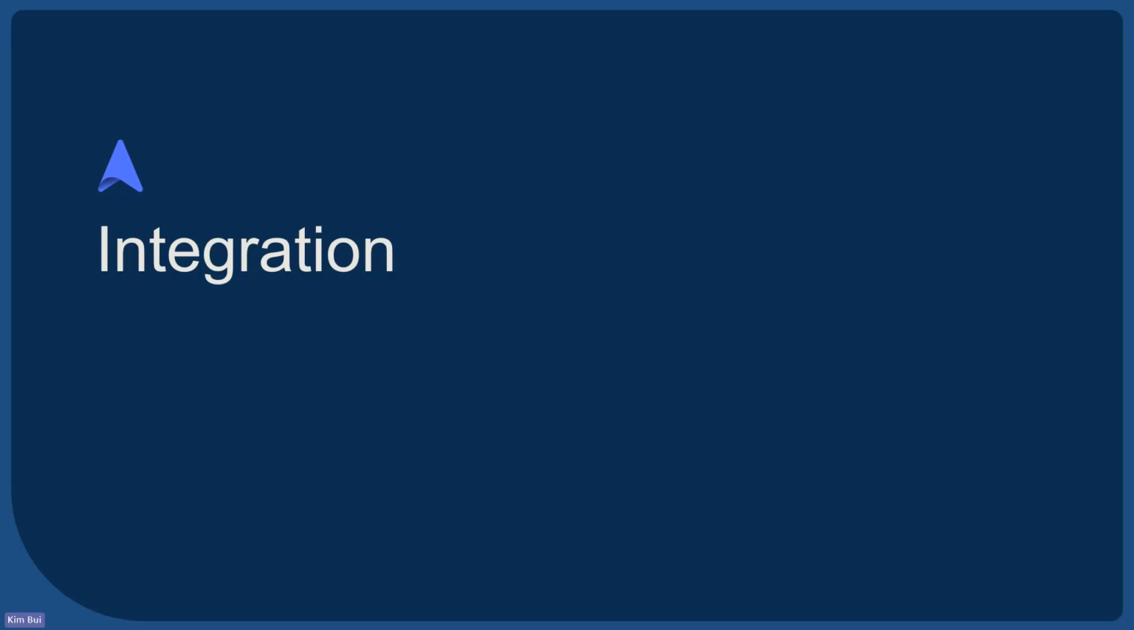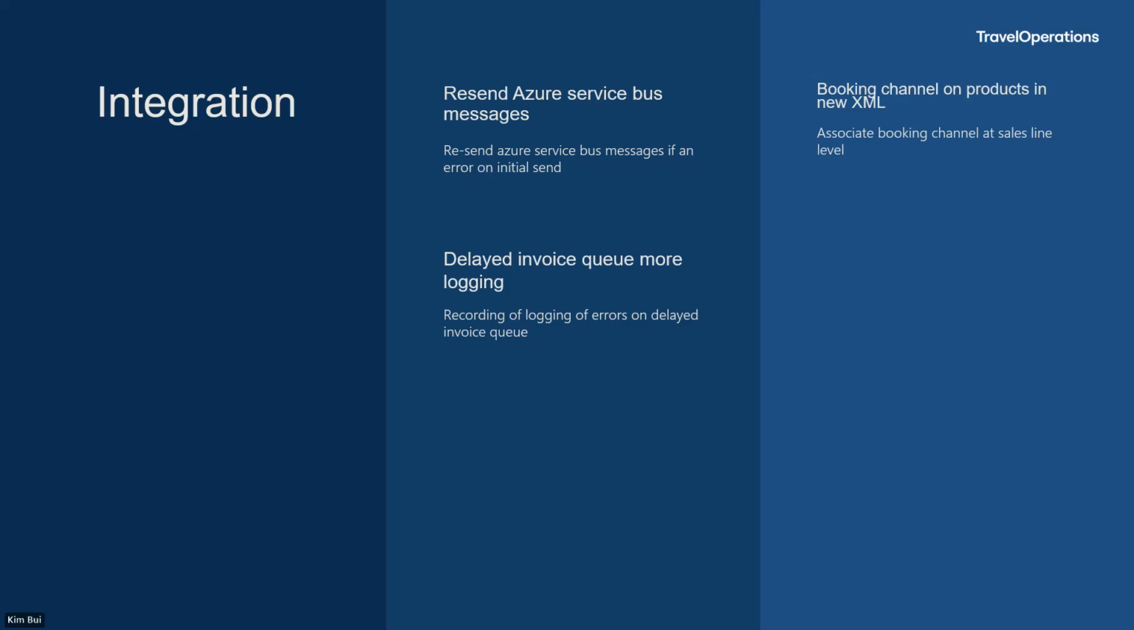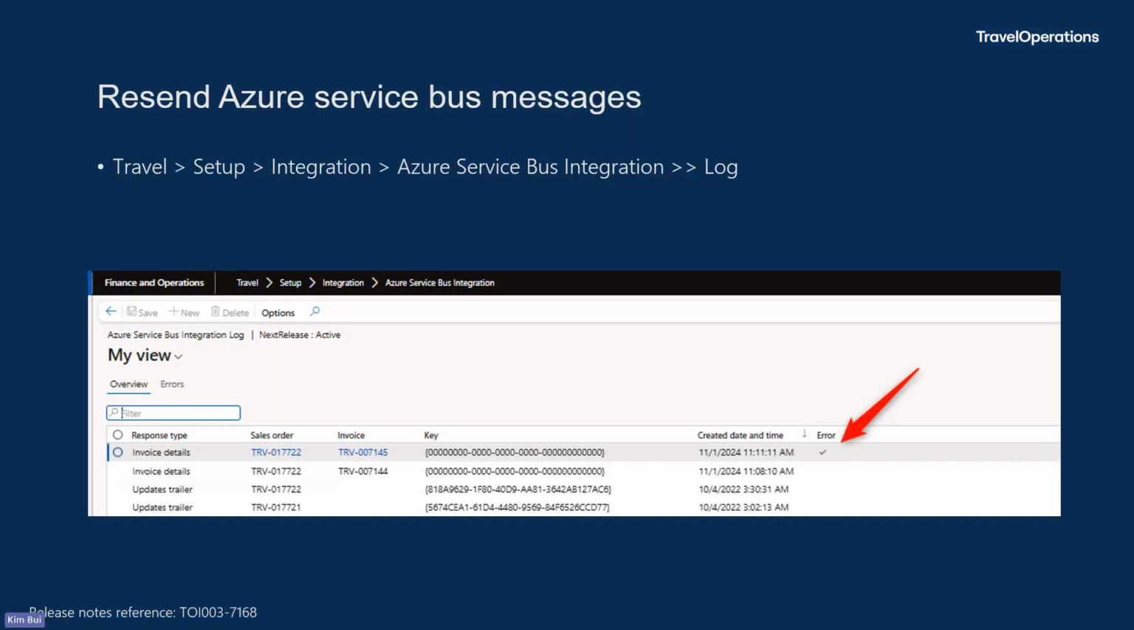Okay, next we're going to move on to integration. We'll discuss a new batch job that resends Azure Service Bus messages if there was an error on initial sending, the ability to associate booking channel at a sales line level in the XML, and the logging of errors on delayed invoicing.